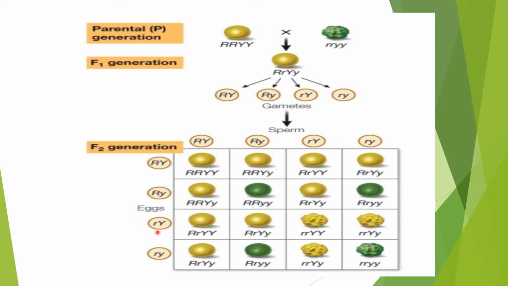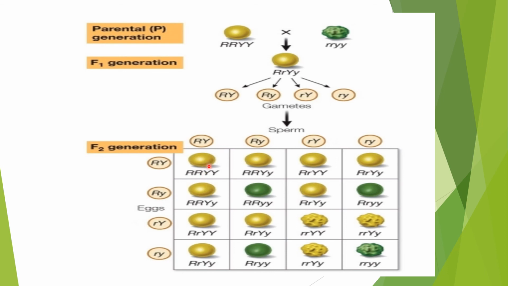The third gamete might combine with this, or with this, or with this gamete, or with this gamete, resulting in the production of these individuals. Finally, this gamete again might combine with this, or with this, or with this gamete, and finally with this gamete, resulting in the formation of these individuals. So if we are determining the phenotypes by seeing the genotypes, we have to do so because phenotype is genetically controlled. It is always determined by the genotype.